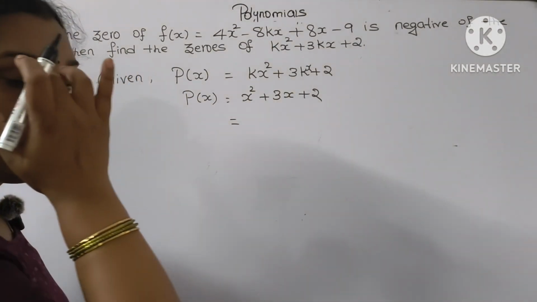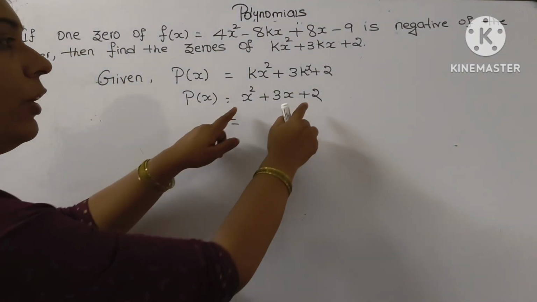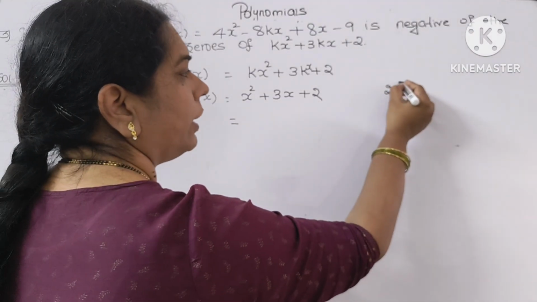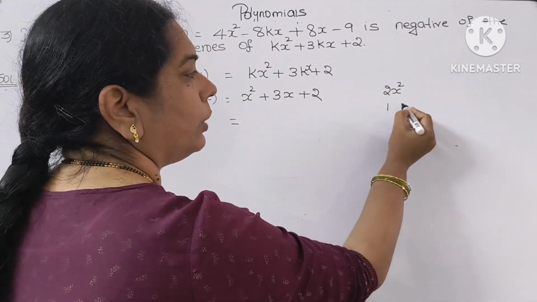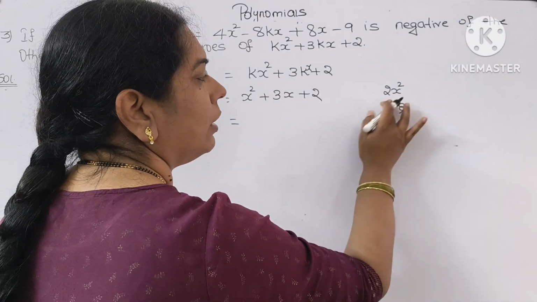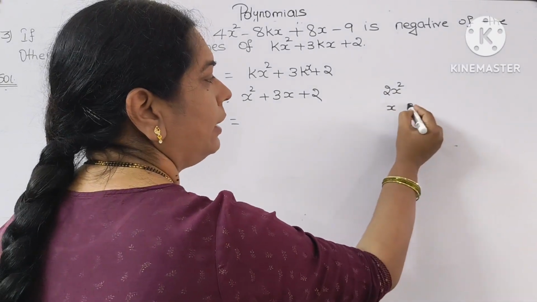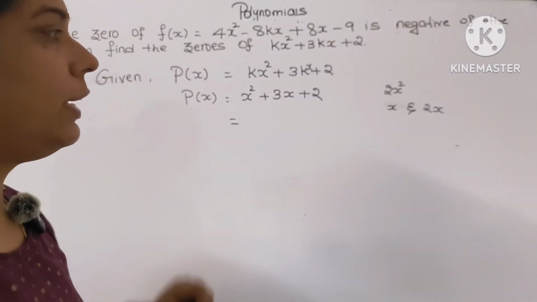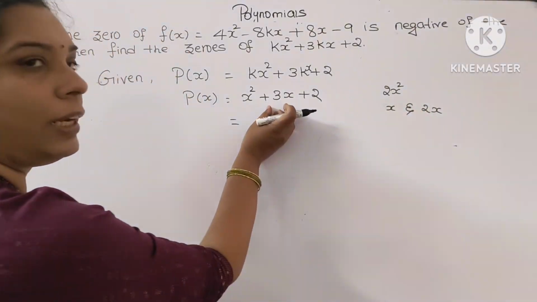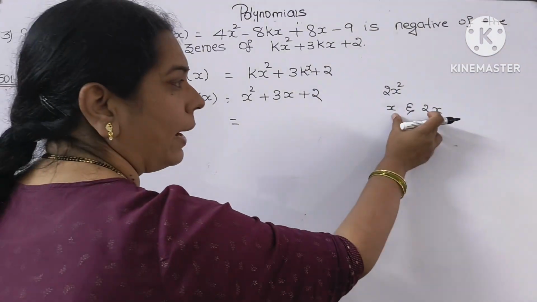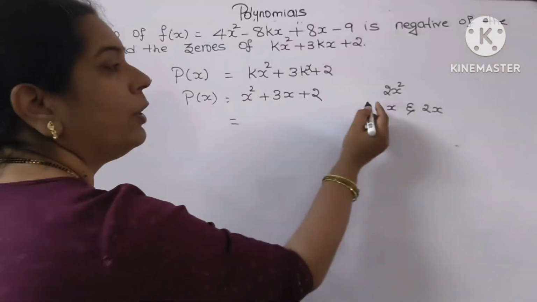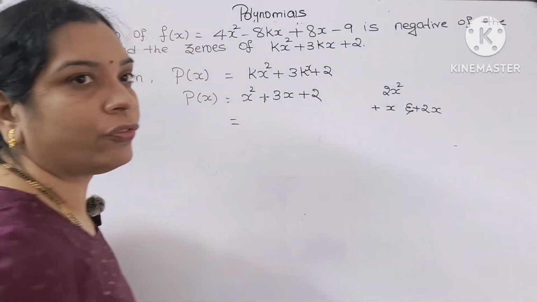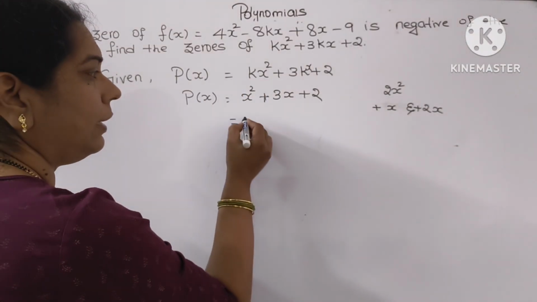Finding the zeros means splitting of the middle term. What we have to do? Multiply the first and the last terms. We got 2x². Find the factors of 2x²: x and 2x. These are the factors. When I add these, I get the middle term. Since you are adding the factors to get the middle term, whatever is the sign of the middle term, give the same sign to both of them. So, rewrite the equation.